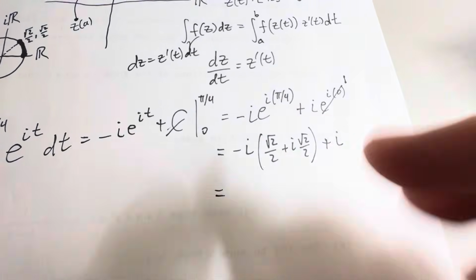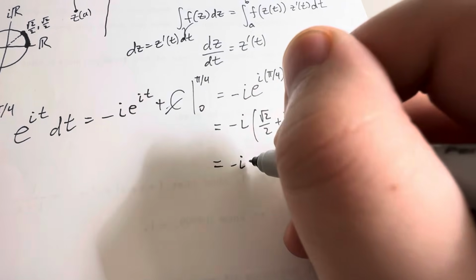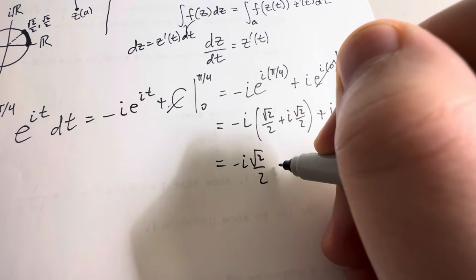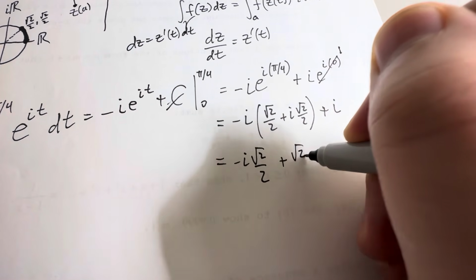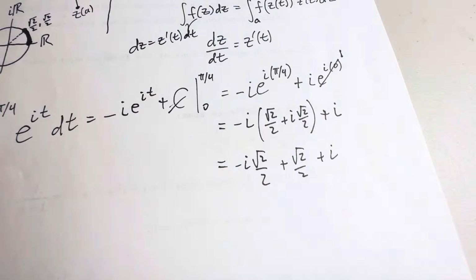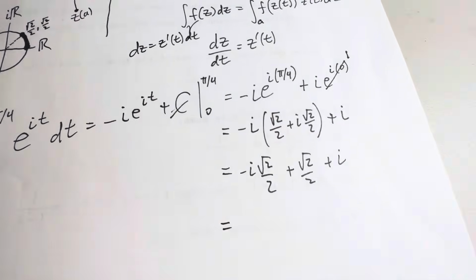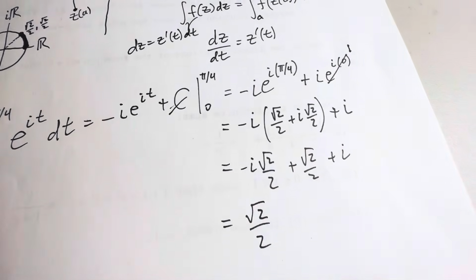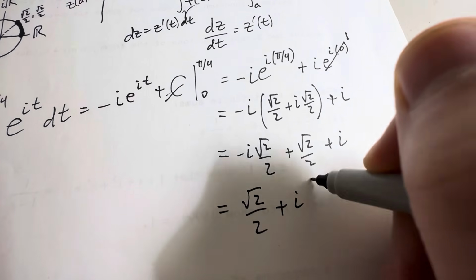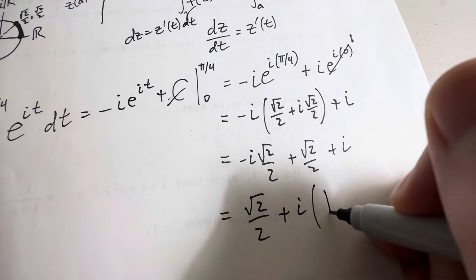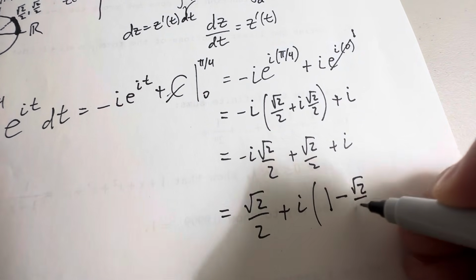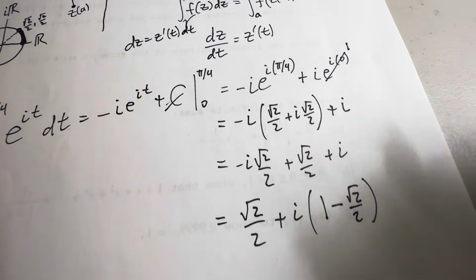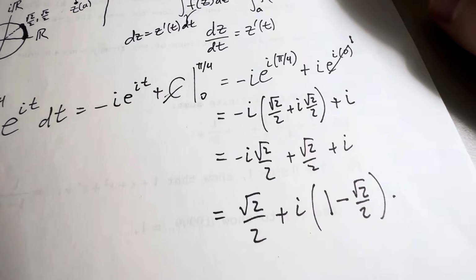And now I can clean it up. So I have negative i square root 2 over 2 plus square root 2 over 2 plus i. And then if I want to make sure I didn't screw up, I'll write my real part here, plus i, and then I have a 1 minus square root 2 over 2. And that should be my final answer.